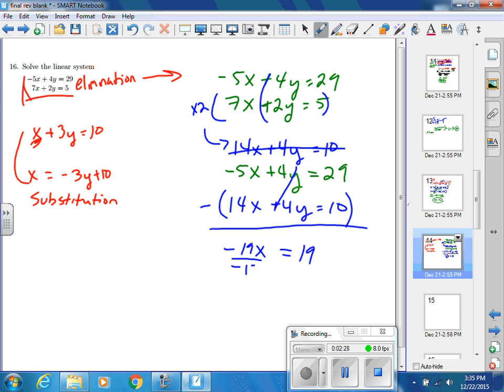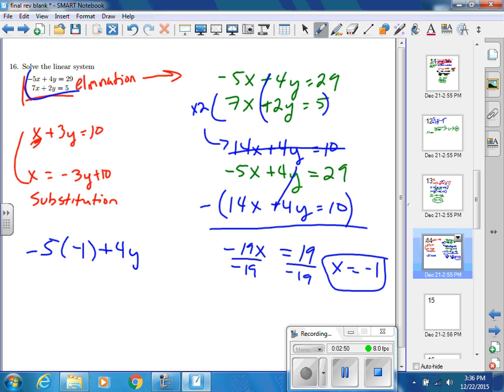I'm going to divide now to get x by itself. X is equal to negative 1. So I got one of my answers. To find my y, I go back to one of the two originals, either one, and I plug in x and I find my y. So I can go to either one of them. Let's take the first one. Okay. So I'm going to plug in negative 1 for x to find y.